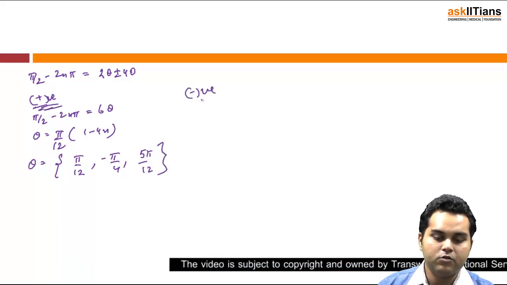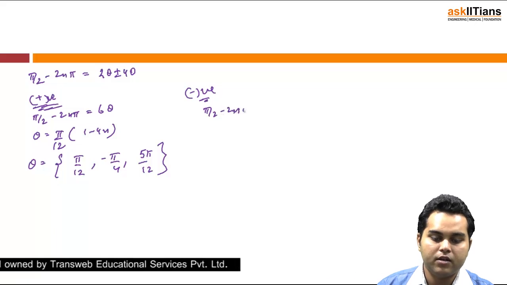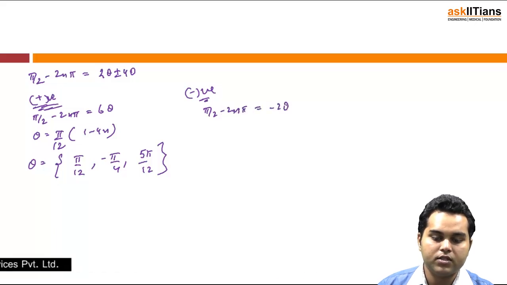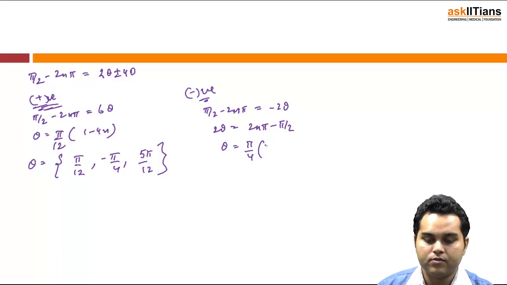Considering the negative sign now, I have pi by 2 minus 2n pi is equal to minus 2 theta, which would give me 2 theta equal to 2n pi minus pi by 2. Theta is equal to pi by 2 taken common and 2 transposed, cross multiplied in the denominator, to give me pi by 4. I would have (4n minus 1).